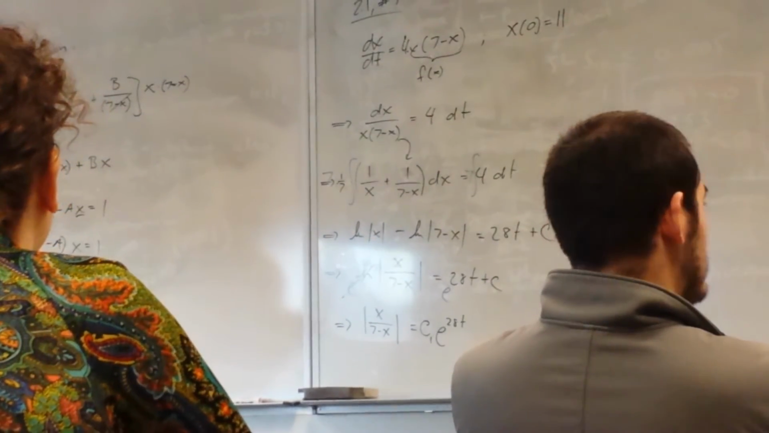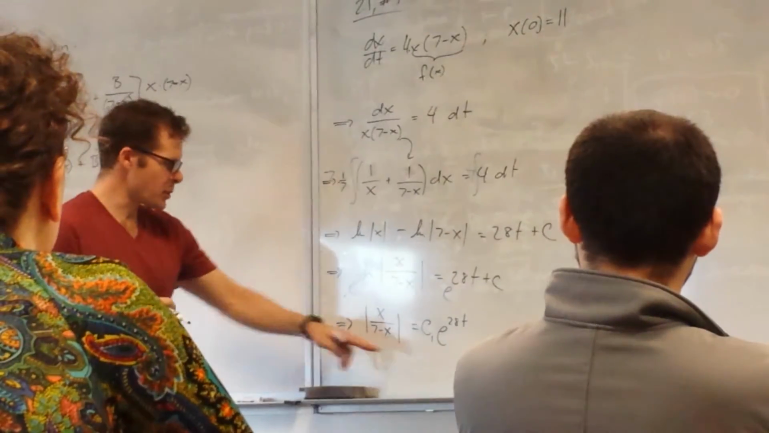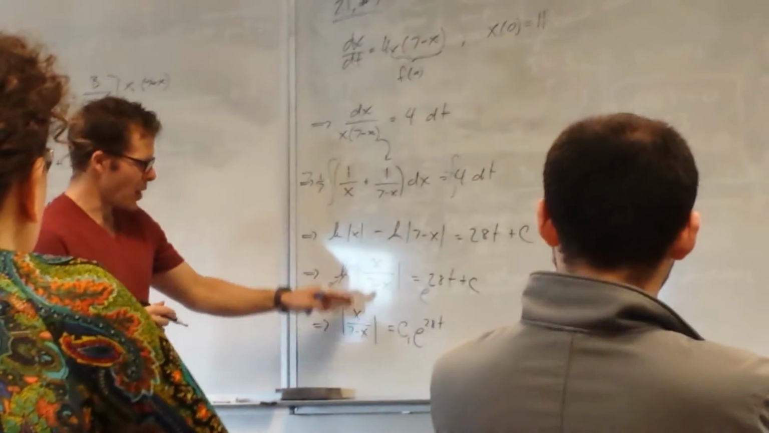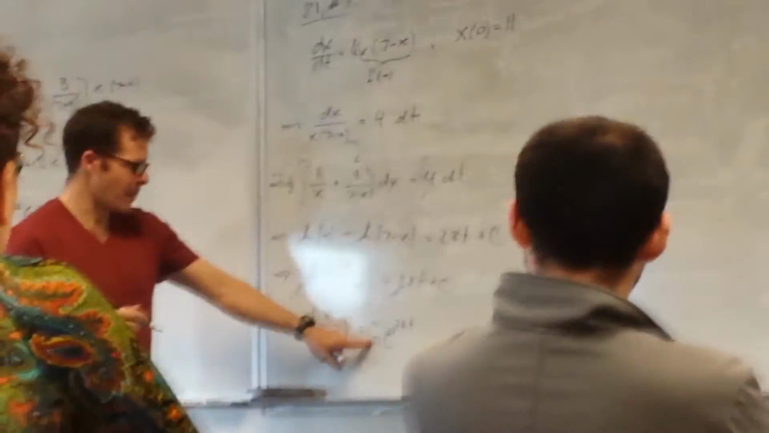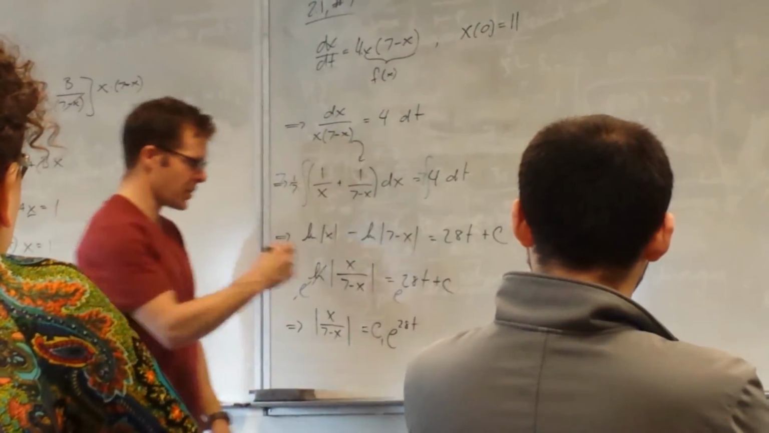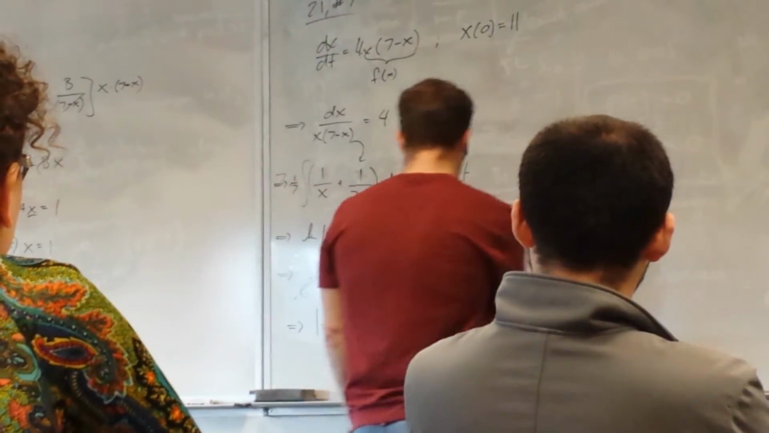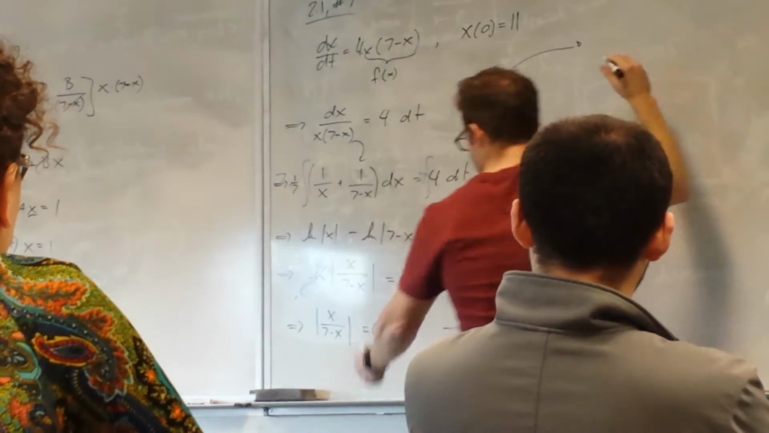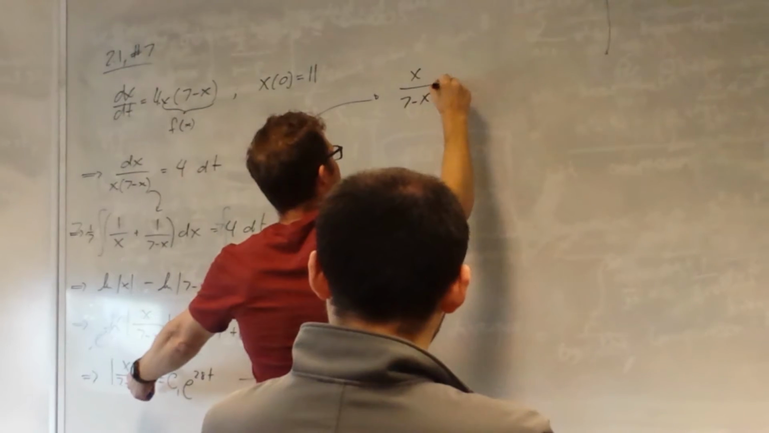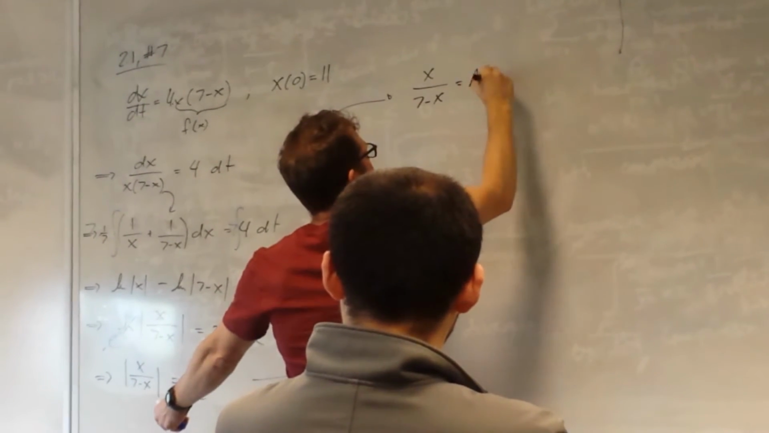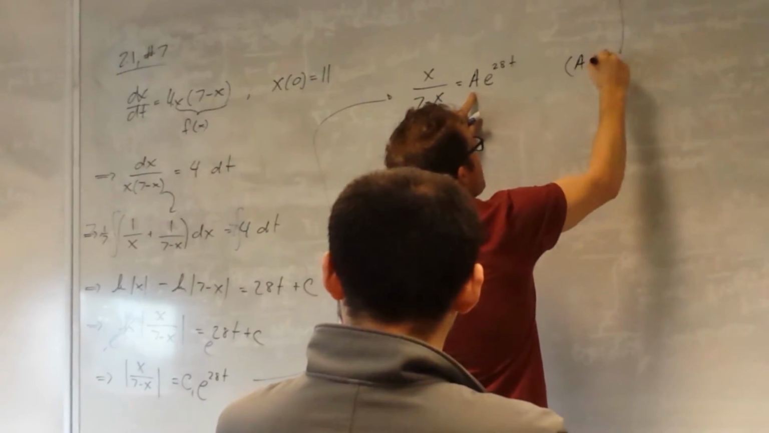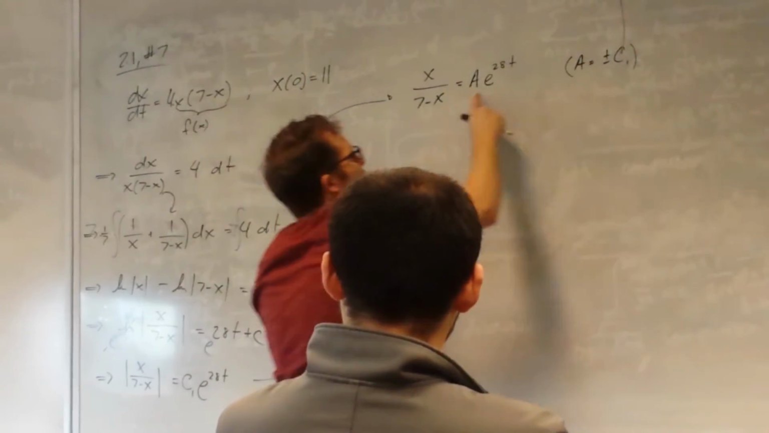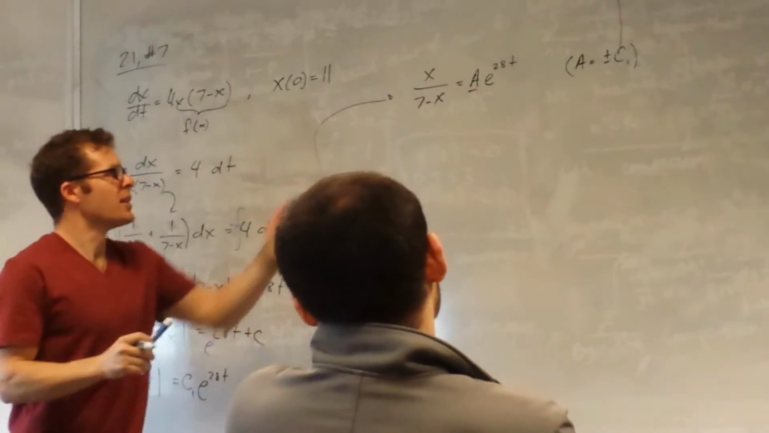Now, here's the deal with the absolute values. At this point, if I drop the absolute values, not knowing if this is positive or negative, I have to put plus or minus c1 e to the 28t, yeah? So drop those, and I'm just going to call this a, e to the 28t, where a equals plus or minus c1. So a could be a positive or a negative constant, depending on the sign of that ratio.